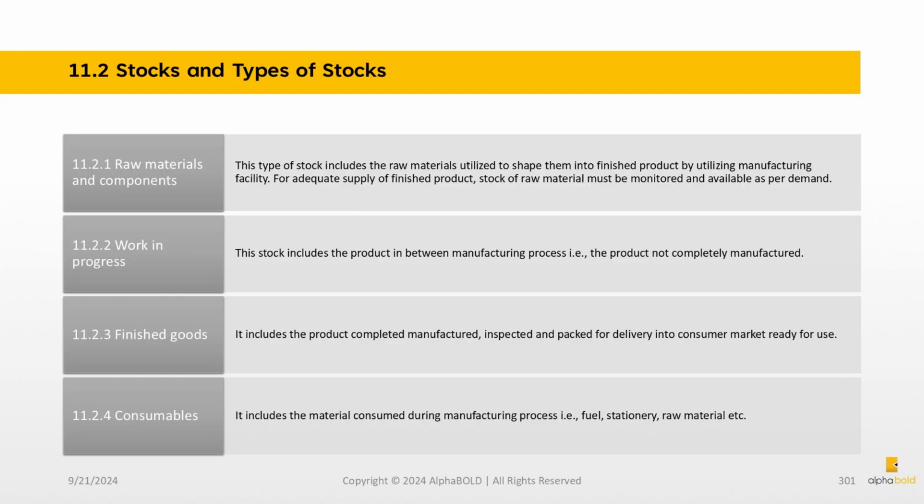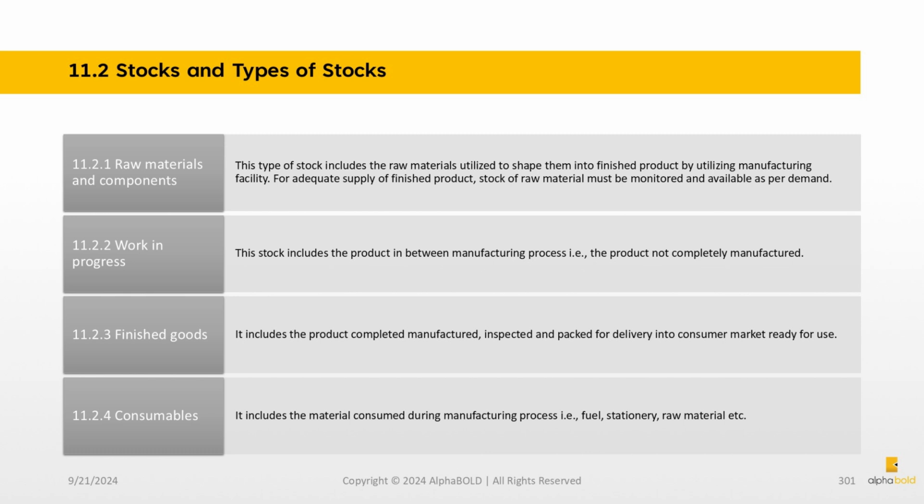1.2.1 Raw materials and components. This type of stock includes the raw materials utilized to shape them into finished product by utilizing manufacturing facility. For adequate supply of finished product, stock of raw material must be monitored and available as per demand.